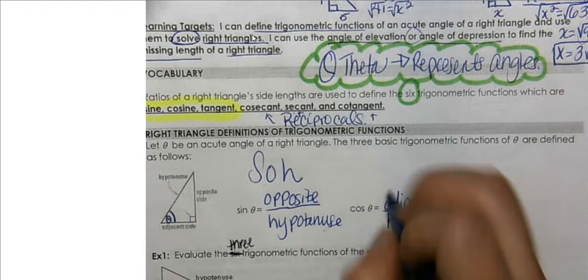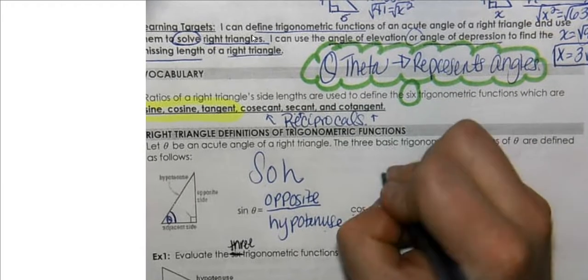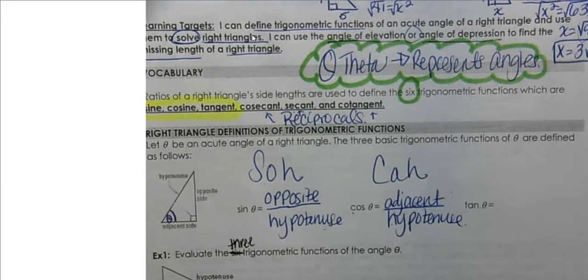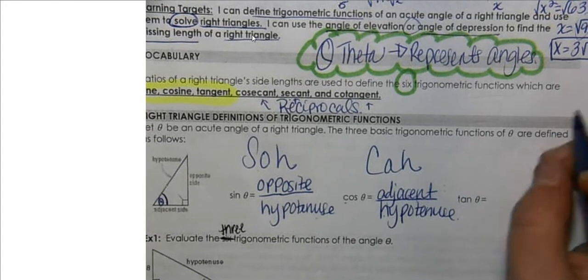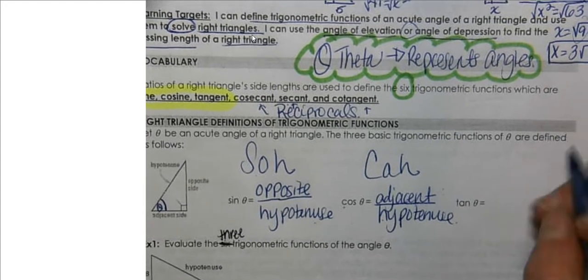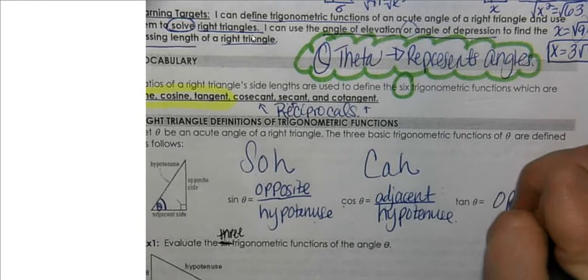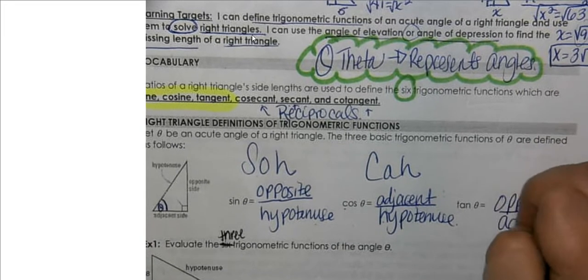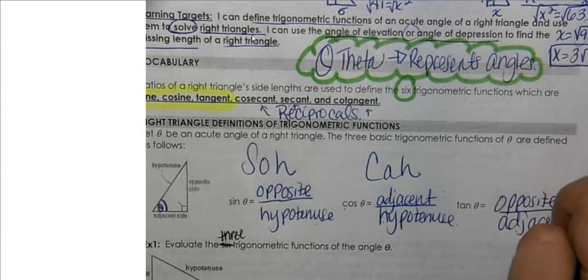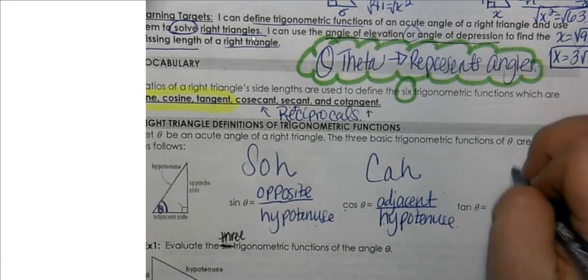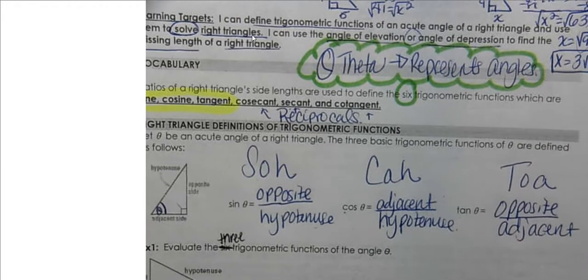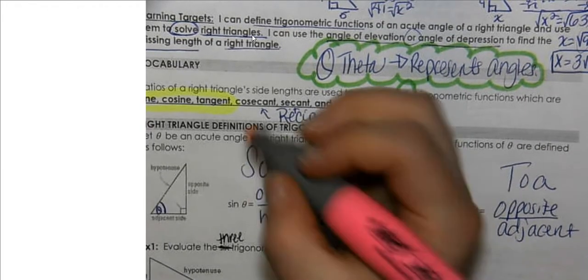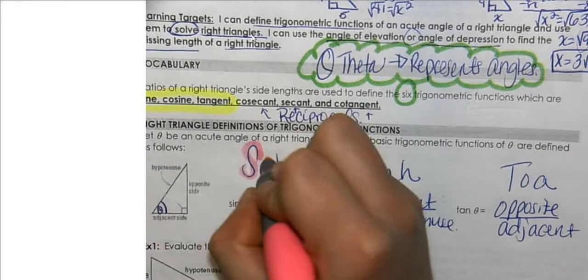This is CAH. This is where we get the CAH of SOHCAHTOA. And finally, we have tangent of theta. Tangent is equal to the length of the opposite divided by the adjacent. TOA, that's your TOA. And so just for extra emphasis, I'm going to highlight these letters.